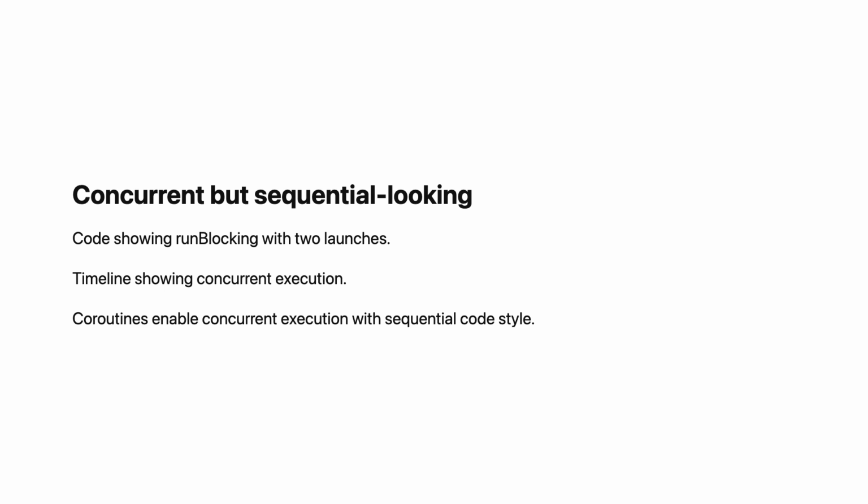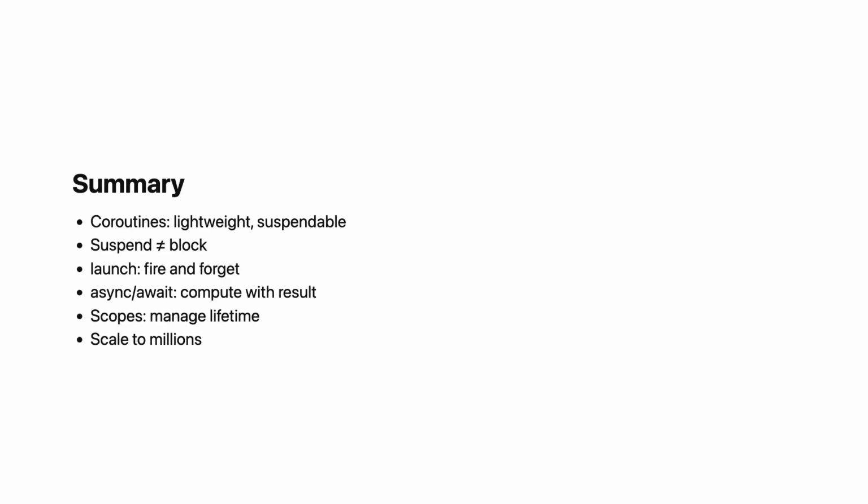A simple example: runBlocking { launch { delay(1000); print task 1 done }, launch { delay(500); print task 2 done }, print both launched }, print all complete. runBlocking creates a scope. Two coroutines launch. They run concurrently. Task 2 finishes first because its delay is shorter. After both complete, the scope ends, the outer print executes. Sequential-looking concurrent execution.